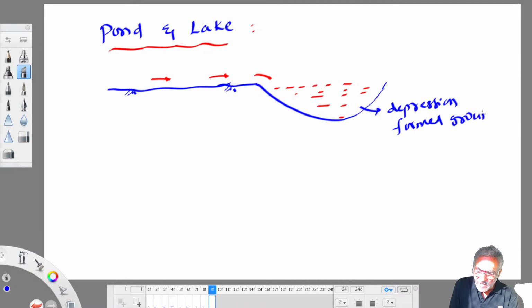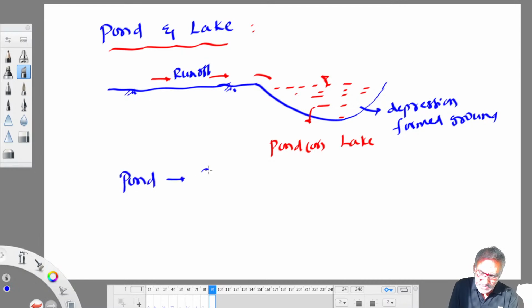When these depressions get filled with runoff from the catchment, that results in the formation of a pond or a lake. This one is called a pond or lake. So a pond is a small depression, small in size, and a lake is a large depression, larger in size.